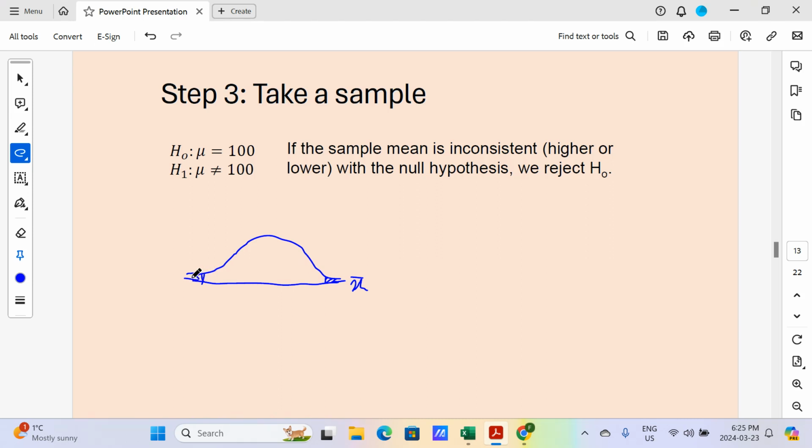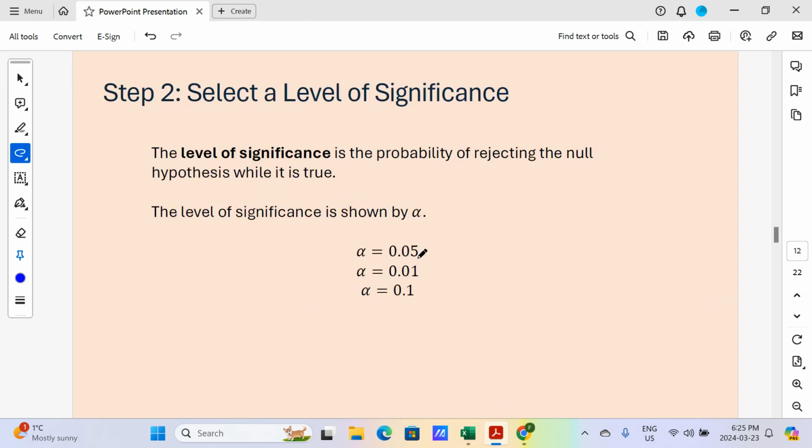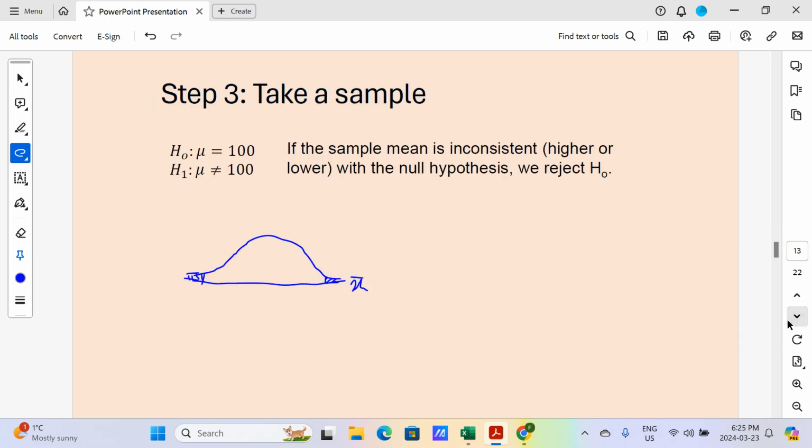So look at here. In the last slide, we talked about alpha, the level of significance. This alpha is the area of the rejection region, or the probability of rejecting H0 while it's correct. If I reject H0 while it's correct, I have made a type 1 error, and that has a probability of alpha.